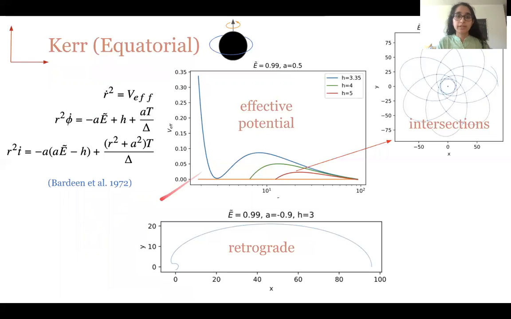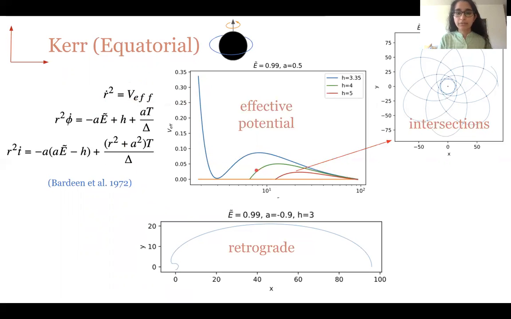Then we move on to the equatorial Kerr case, or the case of a spinning black hole, where the orbits are two-dimensional. In this case, also, we follow the same methods as the Schwarzschild case. It's very similar. We have an equation for R dot that is described in terms of V effective. V effective is plotted over here.